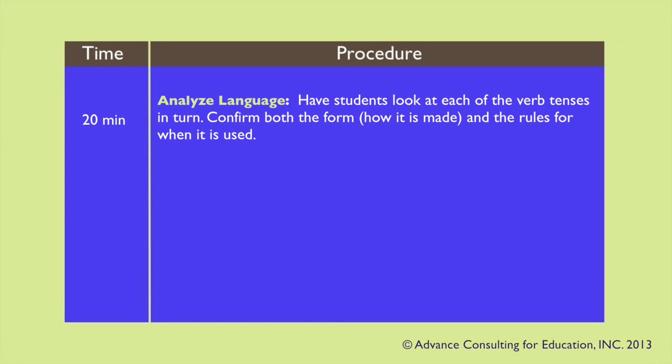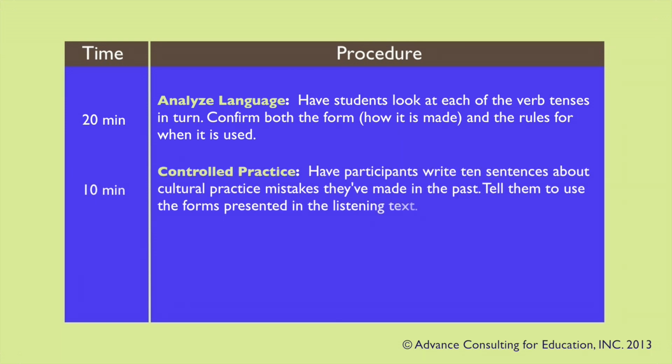In the third step, students are going to analyze the language they heard. So the second step was your only receptive step. Now we're moving on to the productive steps, but we're still focusing just on language. So students look at each of the verb tenses in the chart in turn and confirm the form, so how it is made, and also the rules for when this particular verb tense or verb form is used. For the fourth step, the controlled practice, have participants write 10 sentences about cultural practice mistakes they have made in the past. Tell them to use the forms that were presented in the listening text.